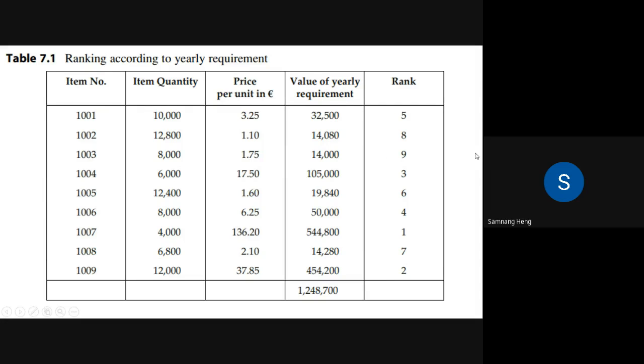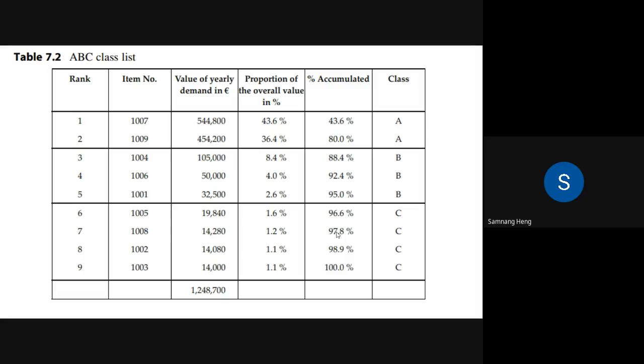Again, for item number 1, we sell it only 4,000, but it creates almost half of the value, almost $500,000. It's a lot. You understand that? Okay.